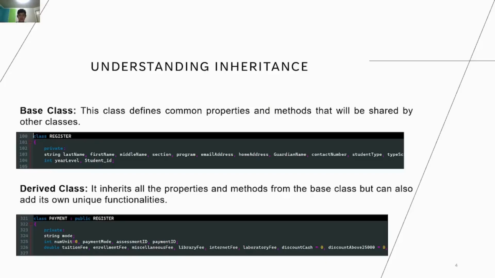Understanding inheritance. Base class. Think of it as the house blueprint. This class defines common properties and methods that will be shared by other classes. As you can see in our code, here is our class register, which is our base class. A derived class is a room built upon the blueprint. It inherits all the properties and methods from the base class but can also add its own functionalities. For our derived class, it is the class payment, and its base class is the register.